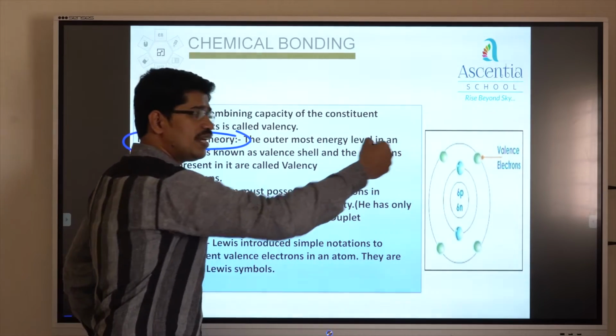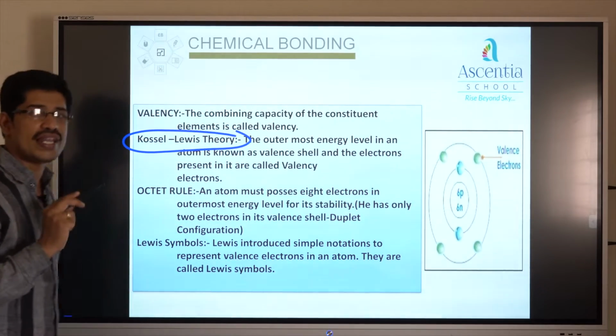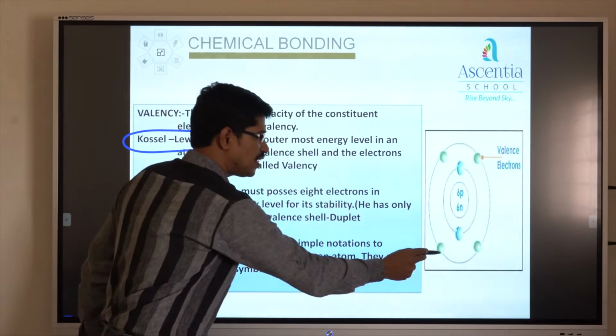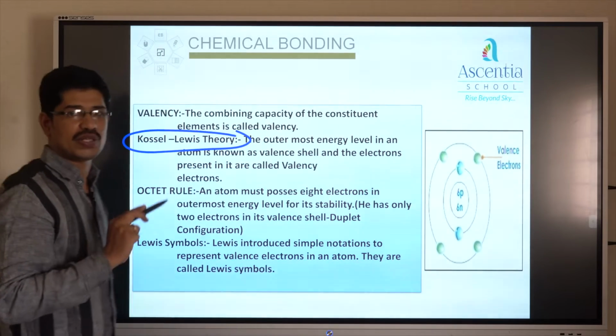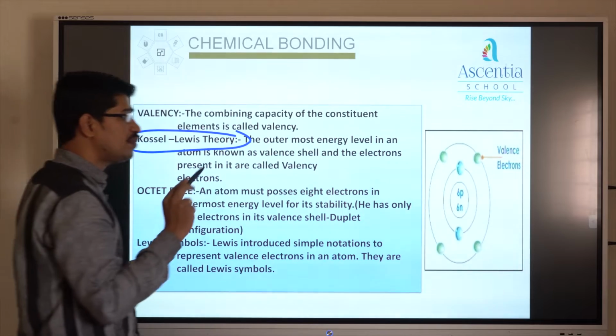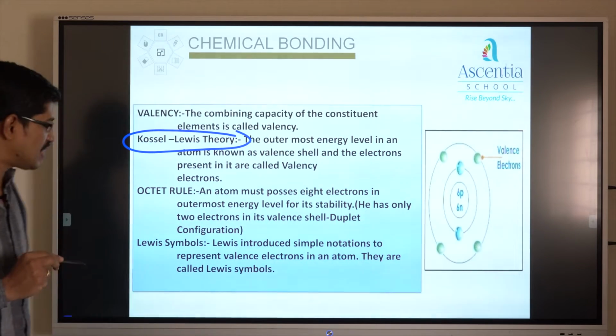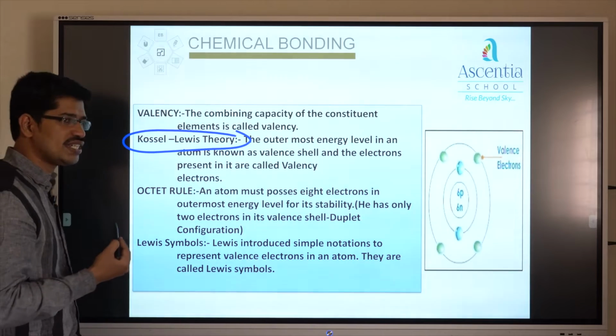What is the outermost orbit? The outermost orbit is nothing but the valency orbit. The number of electrons present in the valency orbit are called valency electrons. Valency electrons are nothing but the number of electrons present in the outermost orbit. Lewis has given structures for writing these, simple notations.